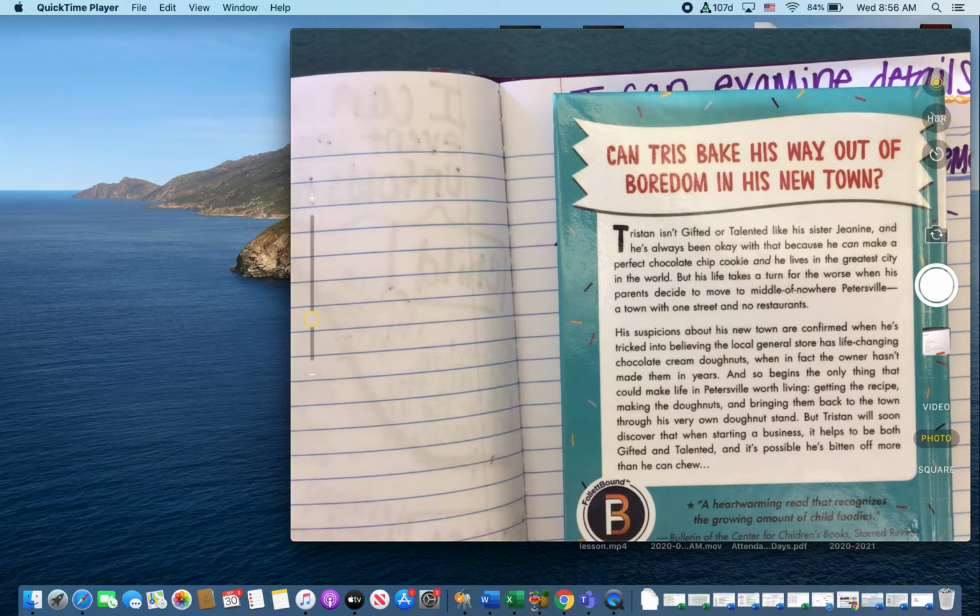His suspicions about his new town are confirmed when he's tricked into believing the local general store has life-changing chocolate cream donuts, when in fact the owner hasn't made them in years. And so begins the only thing that could make life in Petersville worth living: getting the recipe, making the donuts, and bringing them back to the town through his very own donut stand. But Tristan will soon discover that when starting a business, it helps to be both gifted and talented, and it's possible he's bitten off more than he can chew.